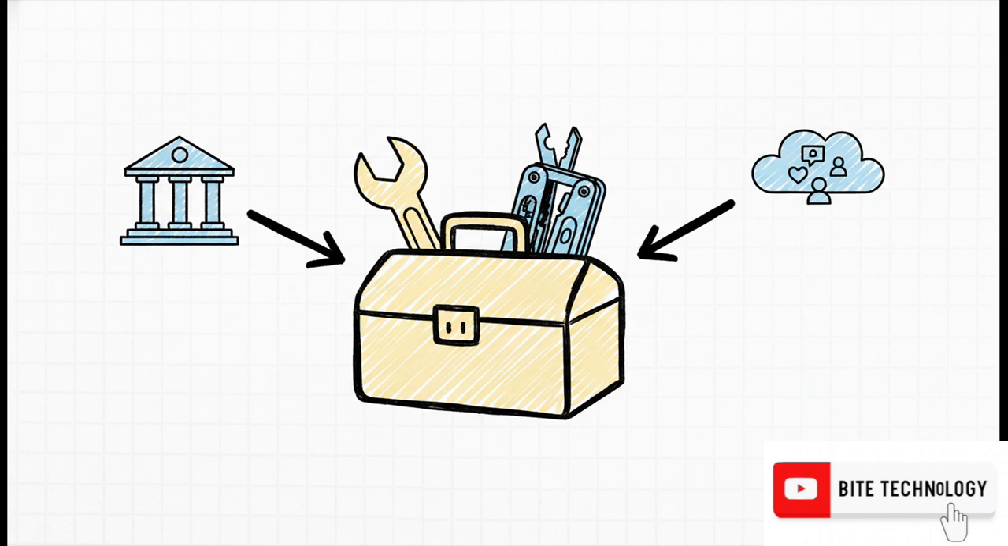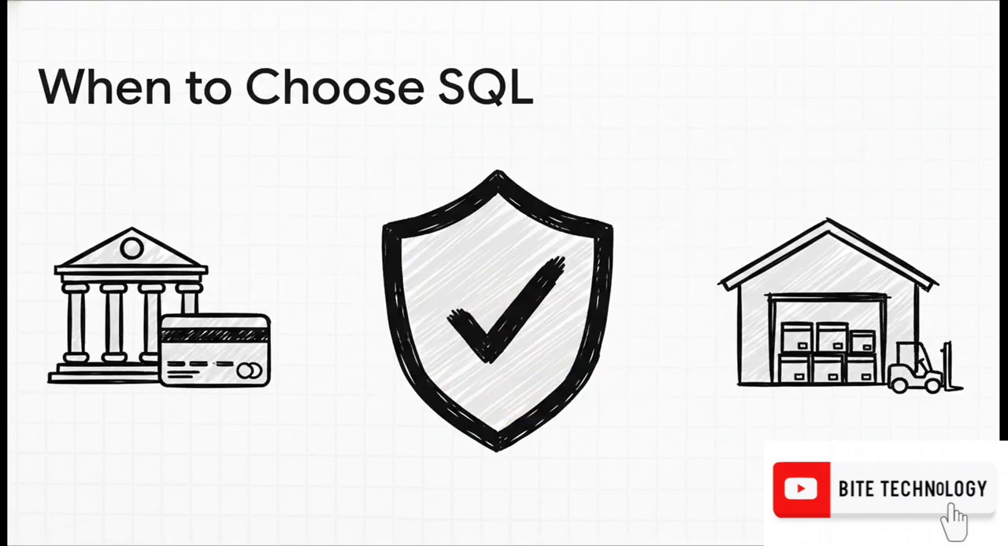See, this was never about one replacing the other. It's about having the right tool for the right job. You reach for SQL when there is absolutely zero room for error. We're talking about things like a banking system. When it's your money, you want every single transaction to be perfect, every single time. In those situations, consistency is king, period.